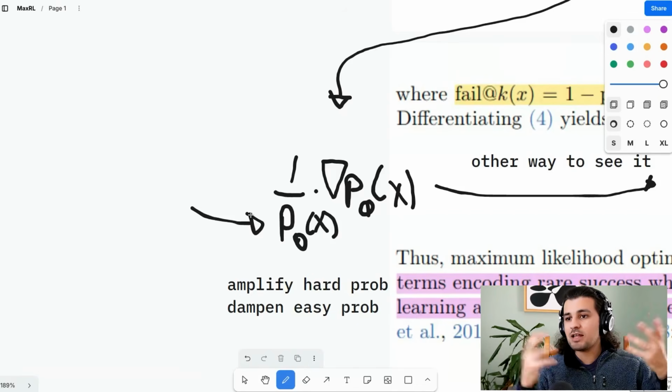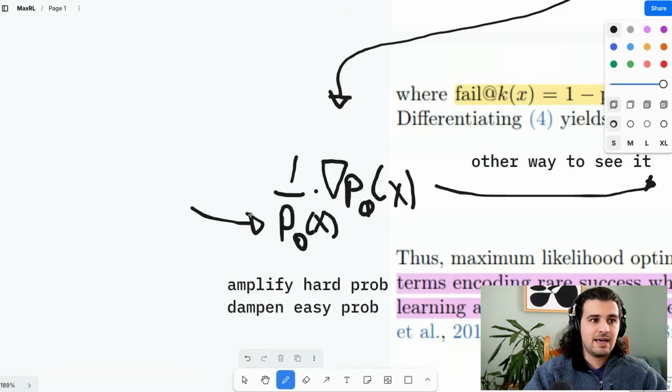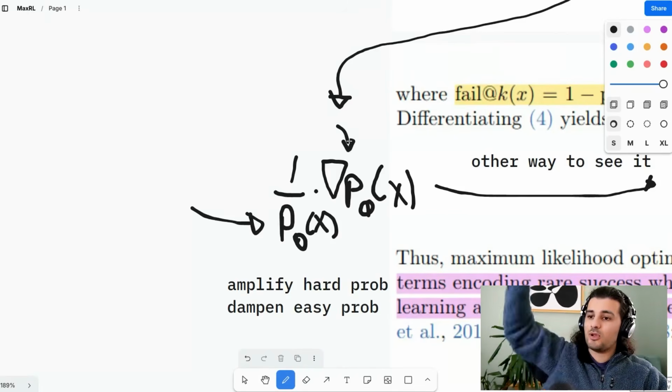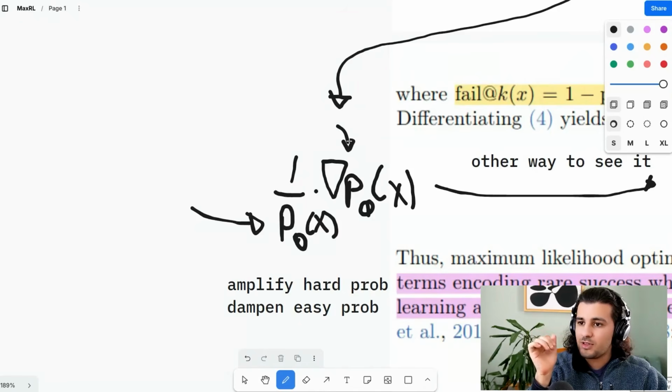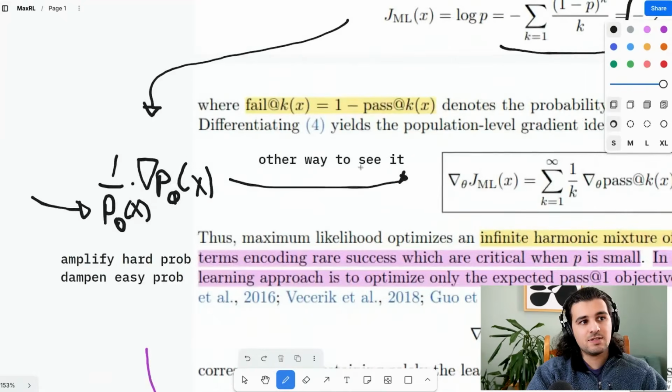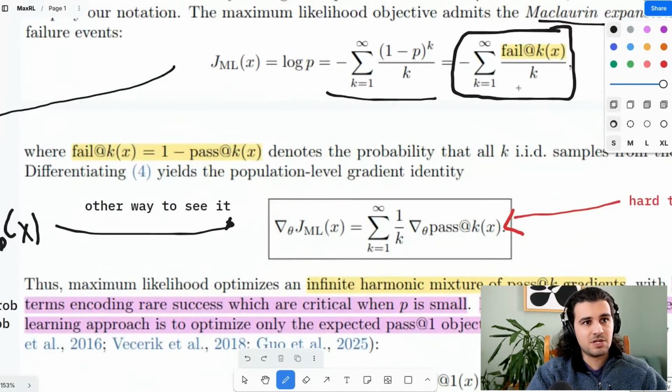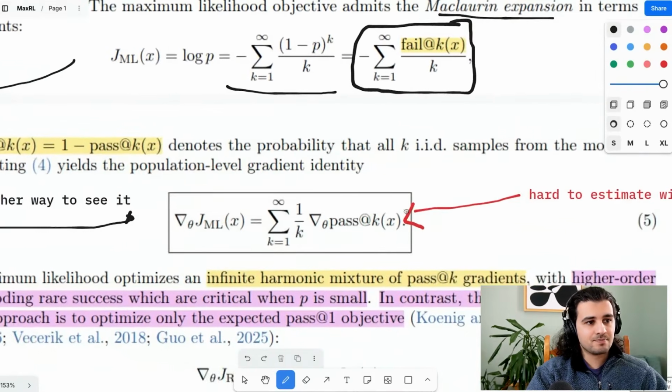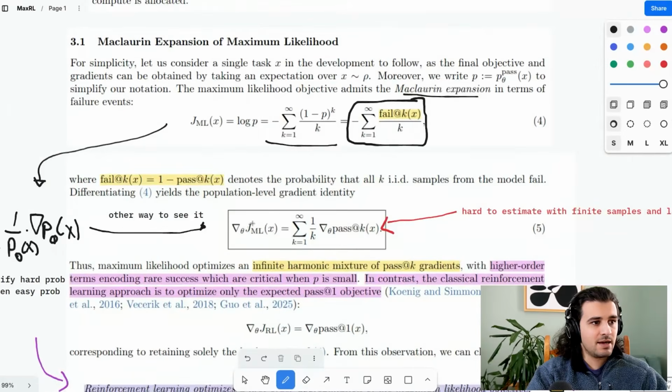So you're not going to amplify it as much. And then you have the gradient over here, right? Whatever gradient you get here on a hard problem will go way up. Whatever gradient you have on an easy problem will just be normal. So this is important to see, and then you can see it in the other way with this expansion, and you can see that it actually is a summation, right?